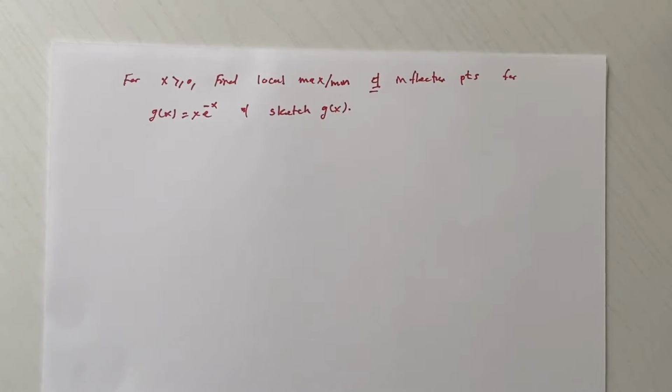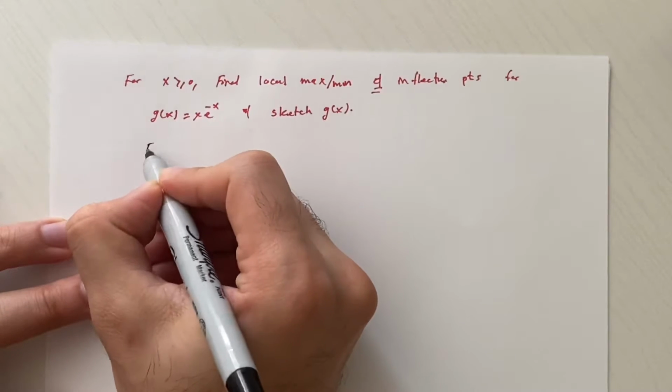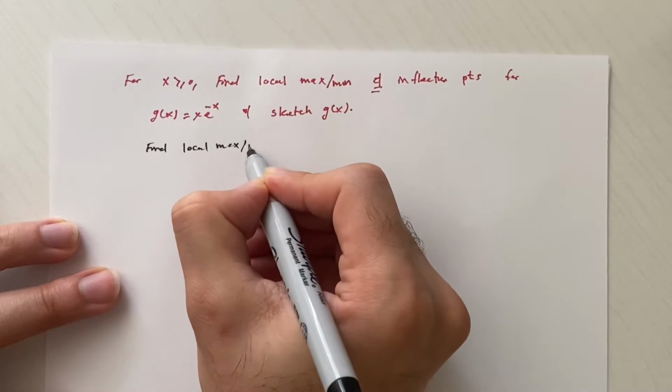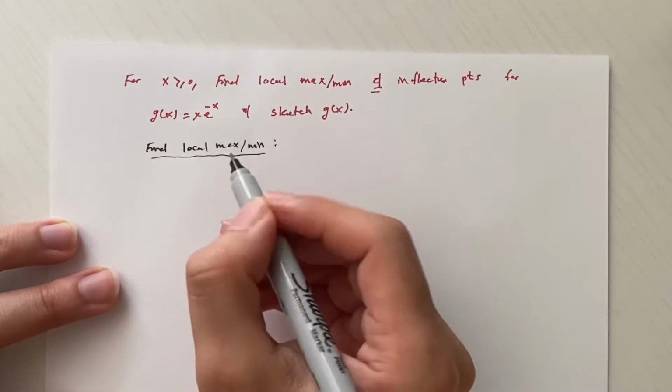Here, for x is equal to or larger than 0, find the local max and min, and inflection points for the function g of x equal to x multiplied by e to the negative x, and sketch g of x. So the first step we want to do is find local max or min.